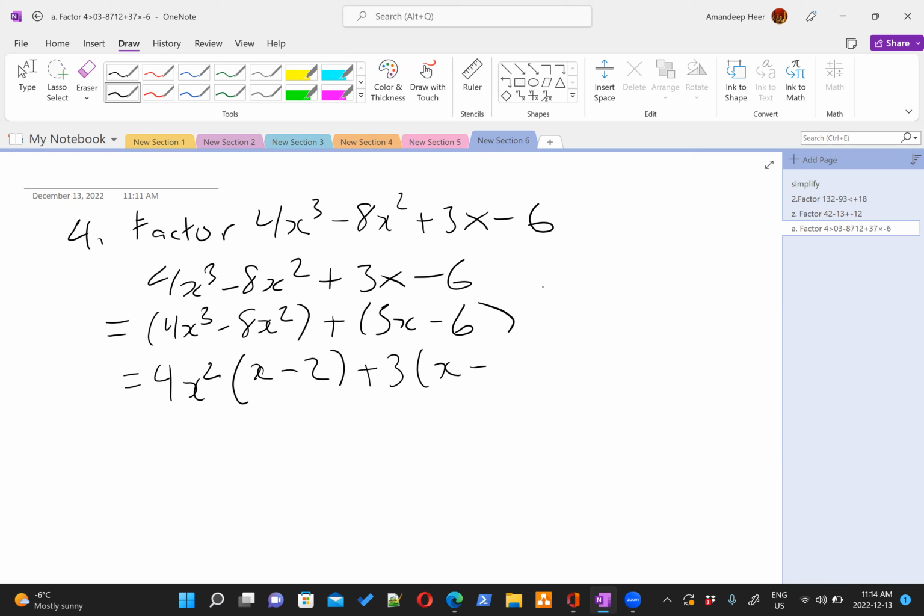Does that make sense? So now we're going to factor out x minus 2. So you're going to get this x minus 2, right? And what you get left over is 4x squared plus 3.